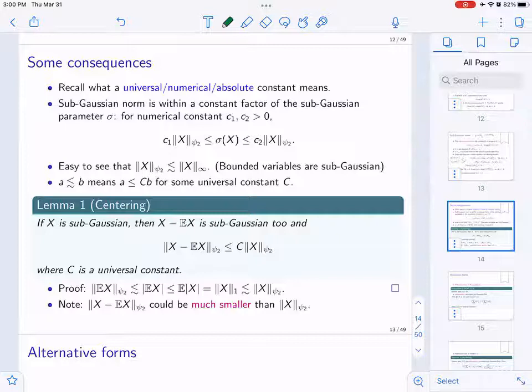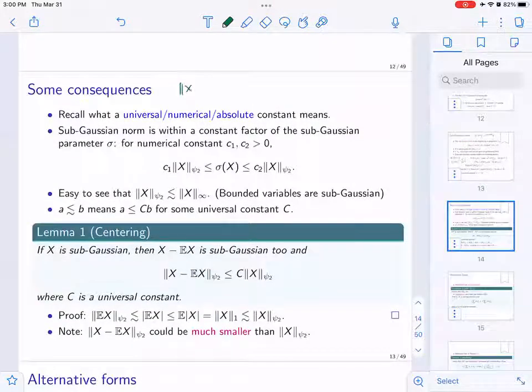So the infinity norm of x is sometimes called the essential supremum. I don't know how to write it, but if you have a random variable, it's a function on the sample space, and the maximum that it can get modulo a set of measure 0 is called the essential supremum. It's just an infinity norm.